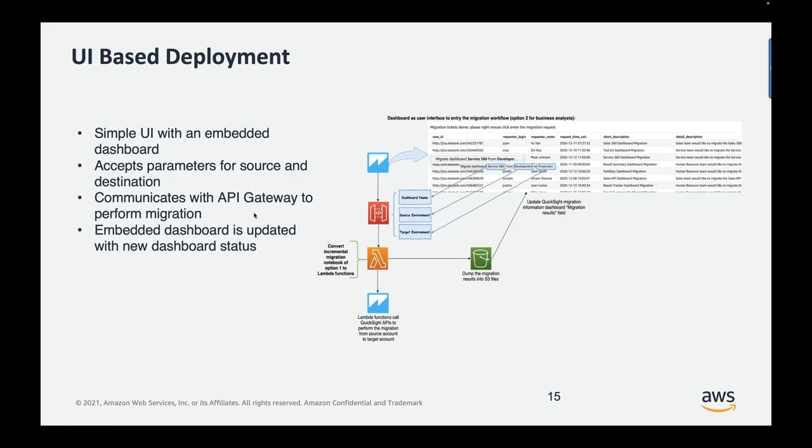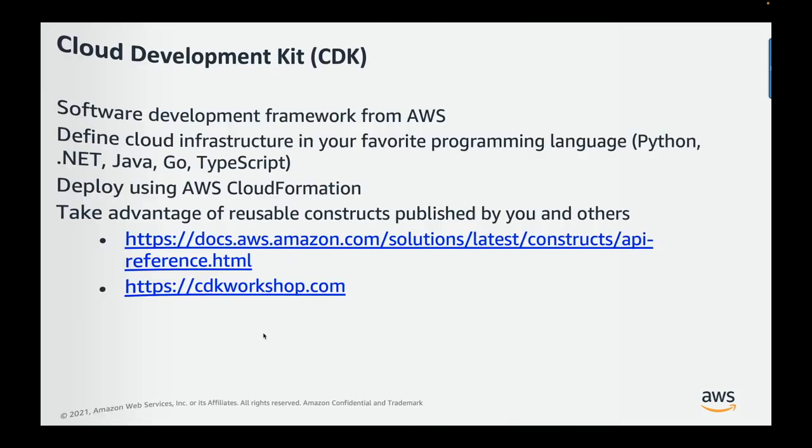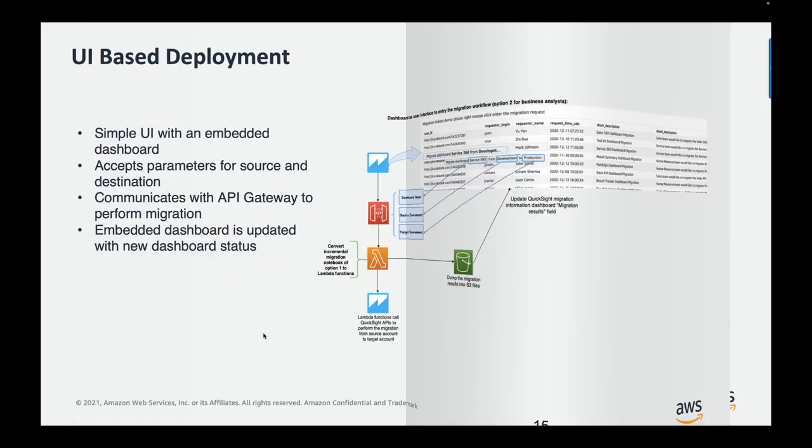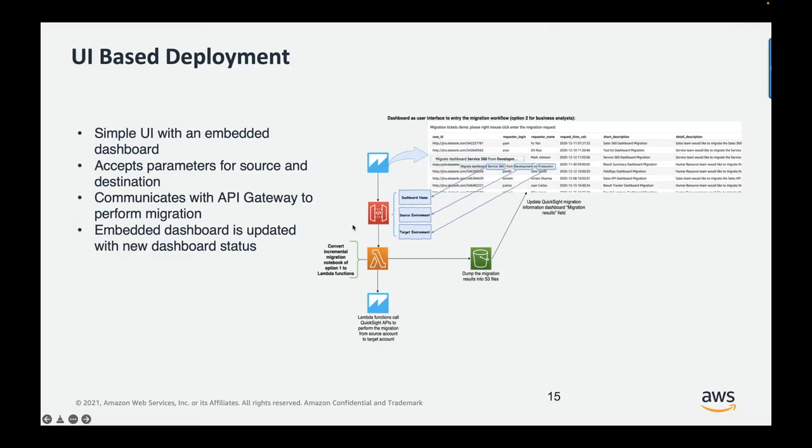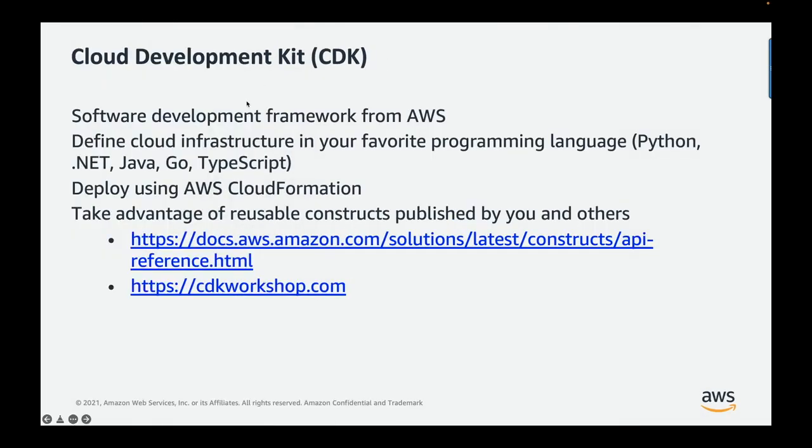And the API gateway will write that information into the SQS queue. And then the lambda function will get the information from the SQS queue and do the deployment. That's, on a high level, the UI-based deployment solution design. And for everything I put here, we provide a CDK for you to deploy it.